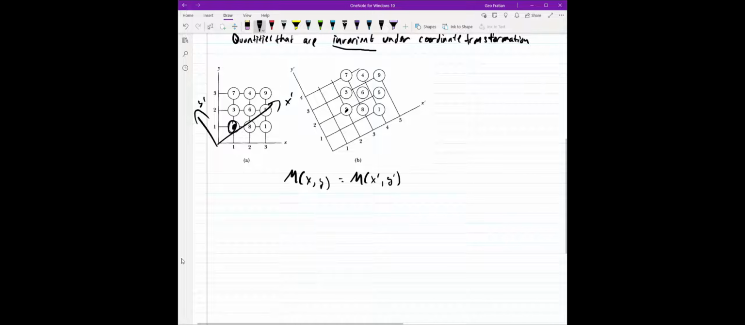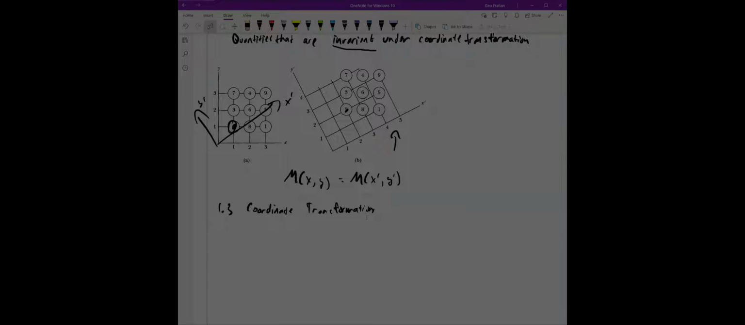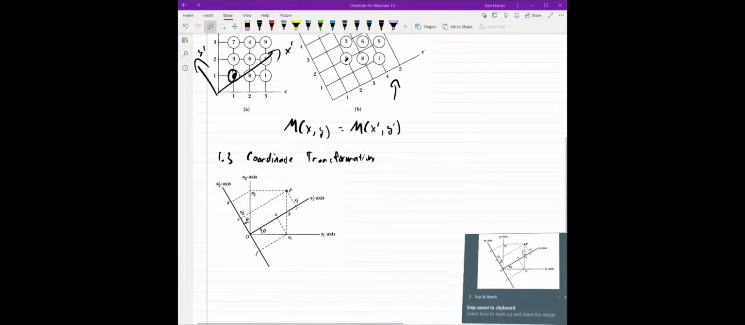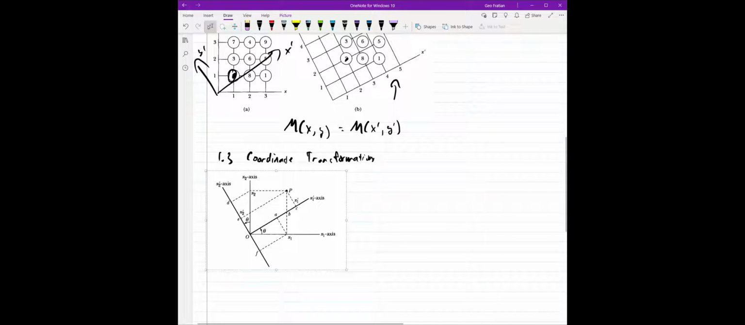Now, let's go into coordinate transformations so we can see how we can actually rotate our axes. So 1.3, coordinate transformations. Okay, cool. Let me take the drawing so you don't have to deal with my terrible drawing skills. What this is telling us is that we have some point P, which I'll highlight right here, and we have 2 axes. This is in 2 dimensions.